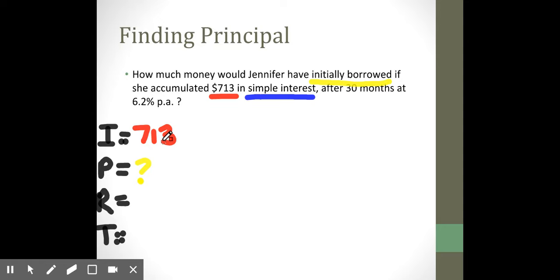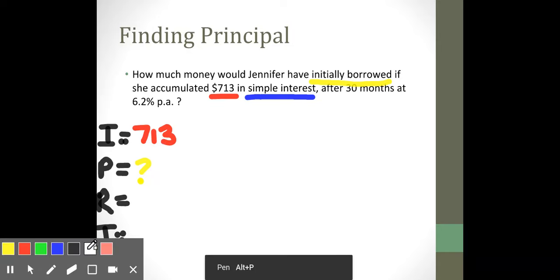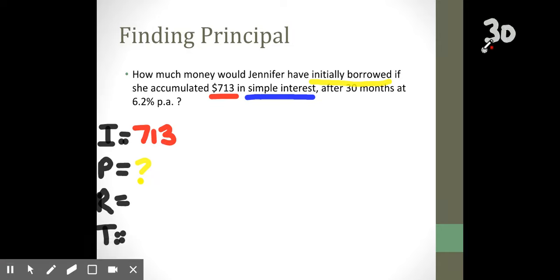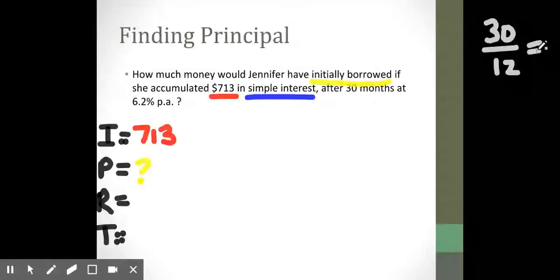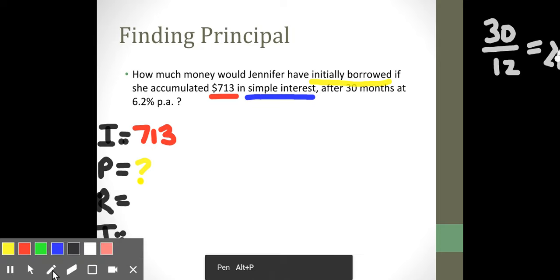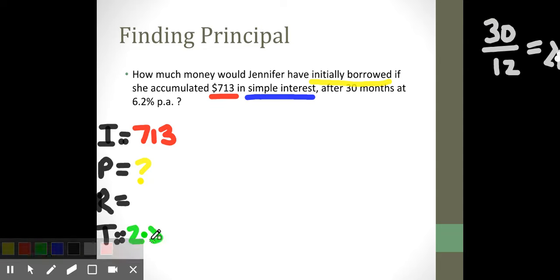30 months. Okay, so I have to do a little bit of a think here. 30 over 12. Okay, let's change over. Now I might want to leave it as a fraction, or I might want to be able to do it in my head. It doesn't really matter. I know that 24 is 2 years. It equals 0.5. So 30 months is the same as saying 2.5 years.